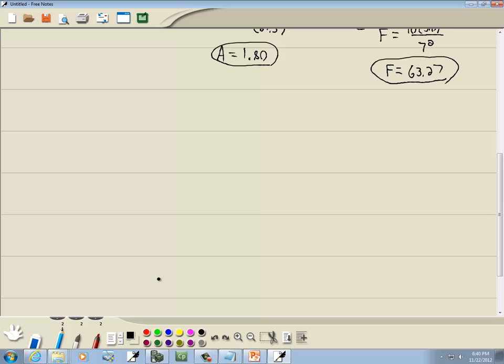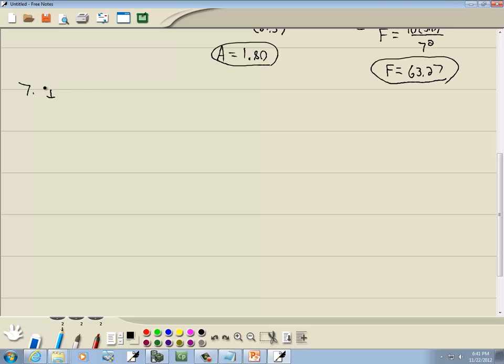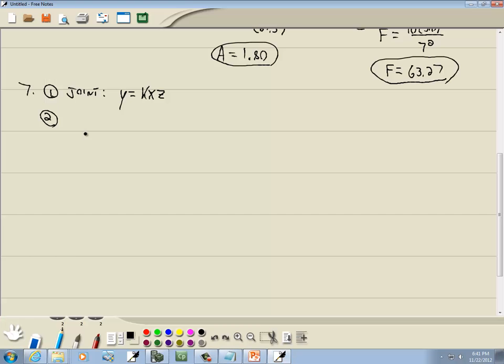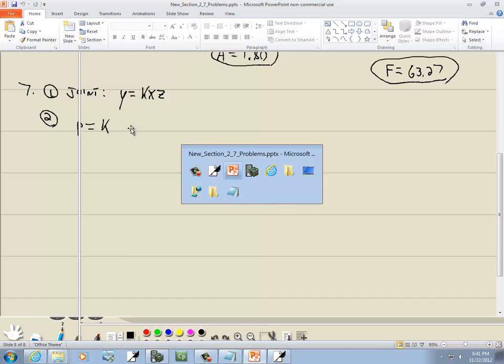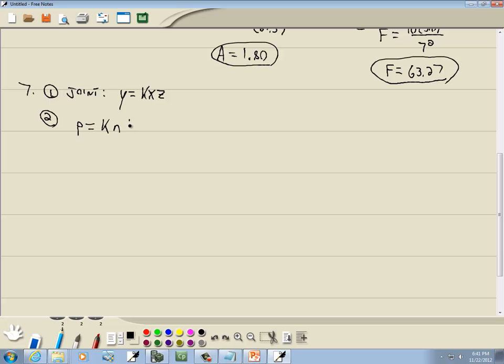Let's see, problem number 7. It says the weekly payroll P in dollars at a small factory varies jointly as the number N of men employed and the number D of days that they work. So it's a joint variation. We've got Y is equal to KXZ, typically. You can have more than 2 though. So this is P equals K times N, the number of men employed, times D, the number of days.